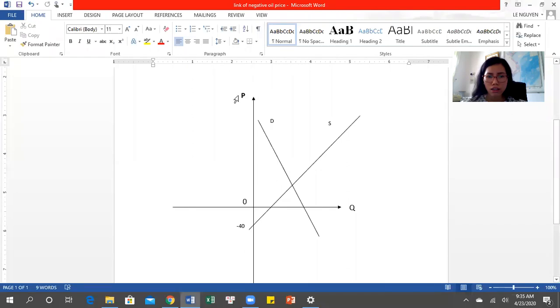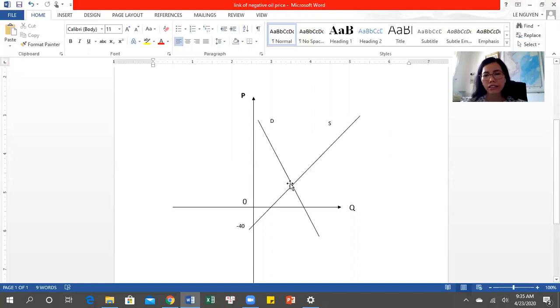The vertical axis is the price, and the horizontal axis is the quantity. Most of my students will know that the demand curve, called D, has a negative slope, and the supply curve, S, has a positive slope. And this point is called the equilibrium. At this point, the equilibrium price at the beginning of that day was about $18.